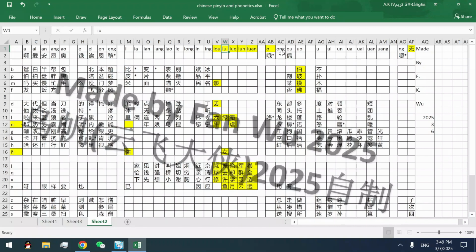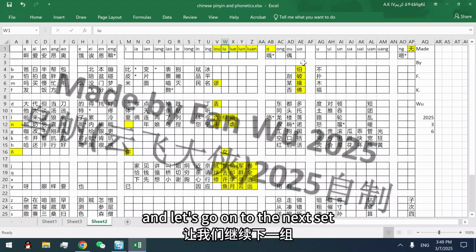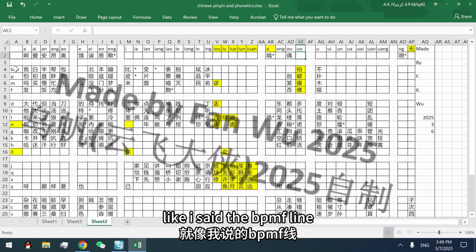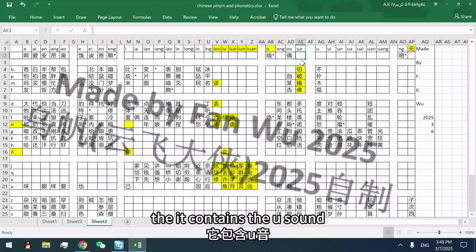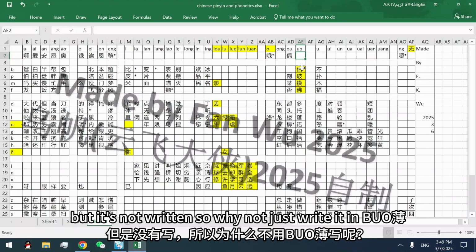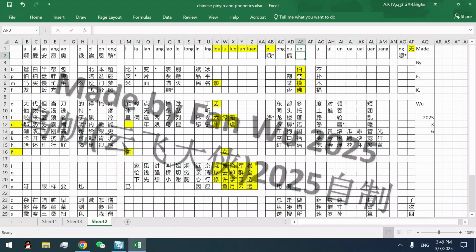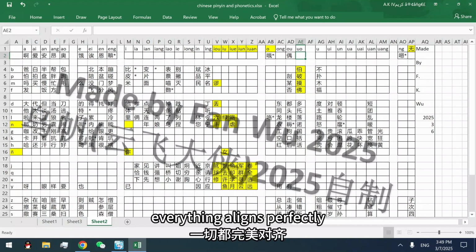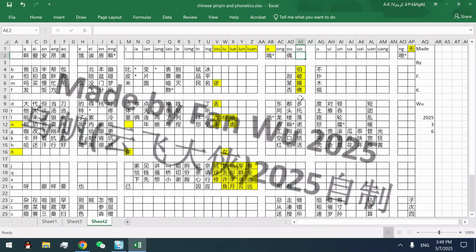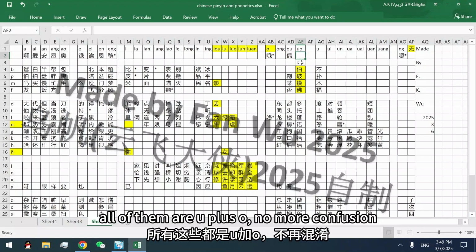Okay? And let's go on to the next set. Like I said, the bopomofo line contains the wu sound, but it's not written. So why not just write it in? buo 博, puo 破, muo 摸, fuo 佛. So now everything aligns perfectly. 博婆摩佛多托洛诺, all of them are U plus O.